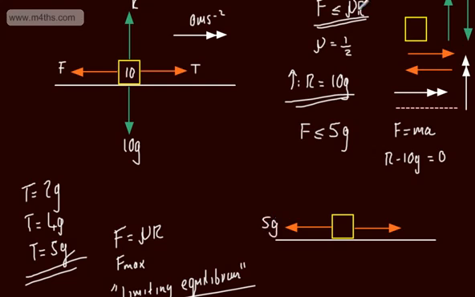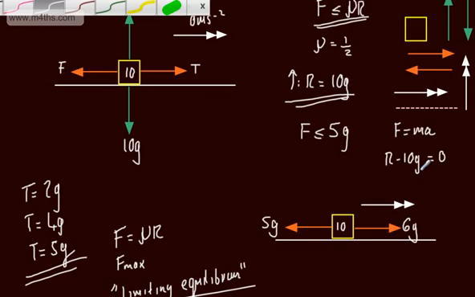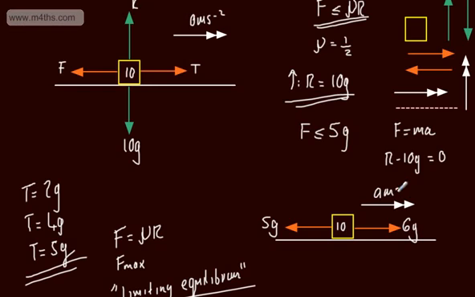We've seen that friction is just the product of the normal reaction multiplied by the coefficient of friction, which I chose to be 1/2. So we've got 10 here, and I'm going to crank this up and say that this is going to be 6g. If we now look at the acceleration, let's say that this is going to be a meters per second squared.